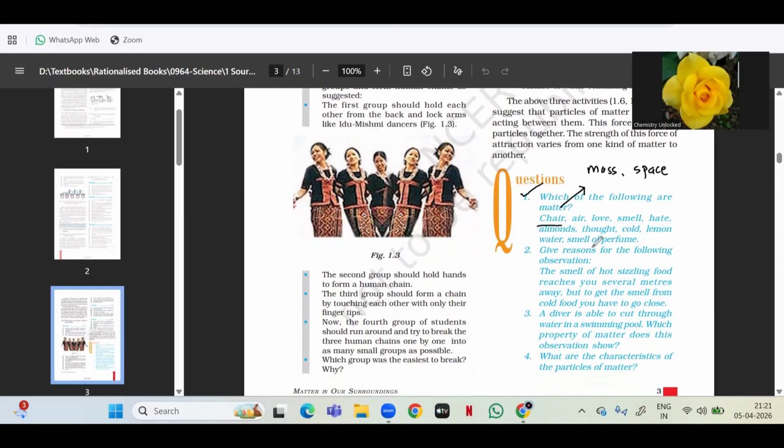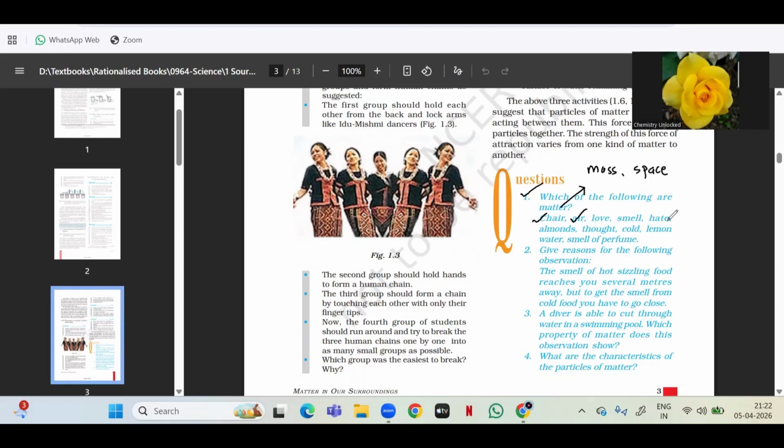Chair, it has mass and it occupies space. So let me put a tick mark on chair, yes, it's matter. Air, yes, if you fill a balloon with air, it will occupy space. It has mass, so air also is matter.